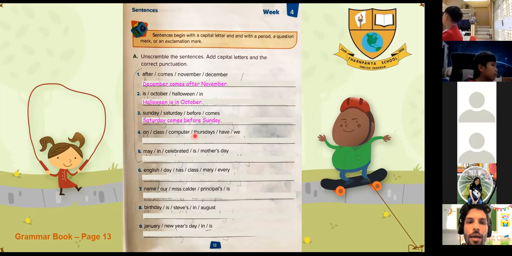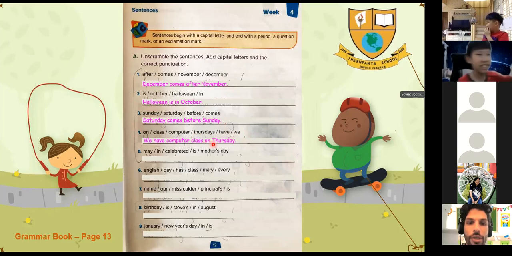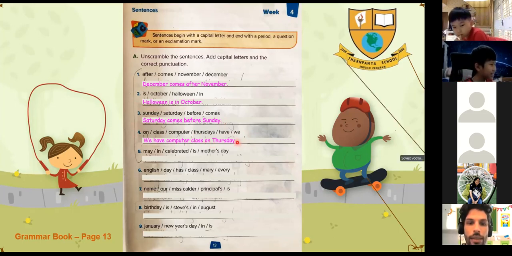Capital letter. Capital letter. And what do we write at the end of the sentence? What's the right punctuation mark? What do we write at the end? We write a period or full stop, okay? We have computer class on Thursday, and then we write a full stop at the end.